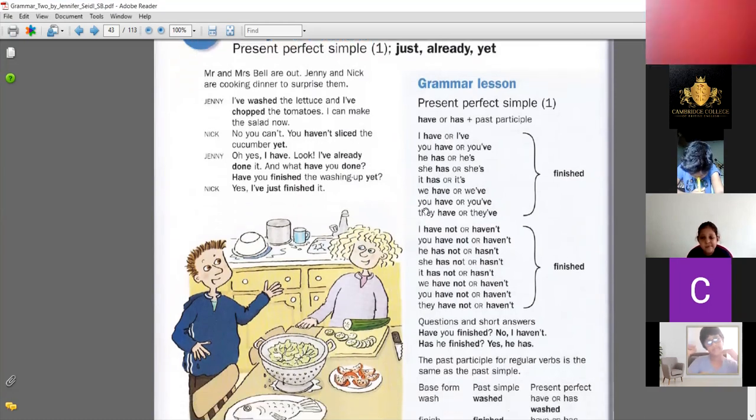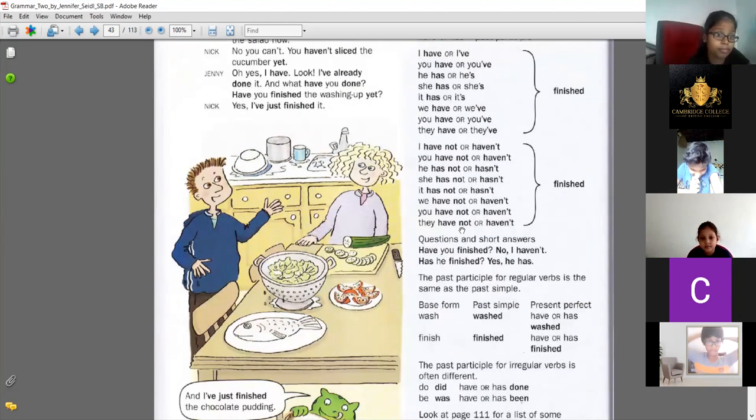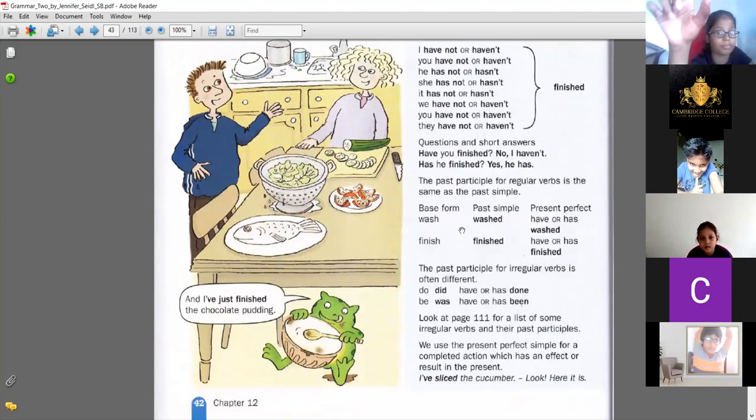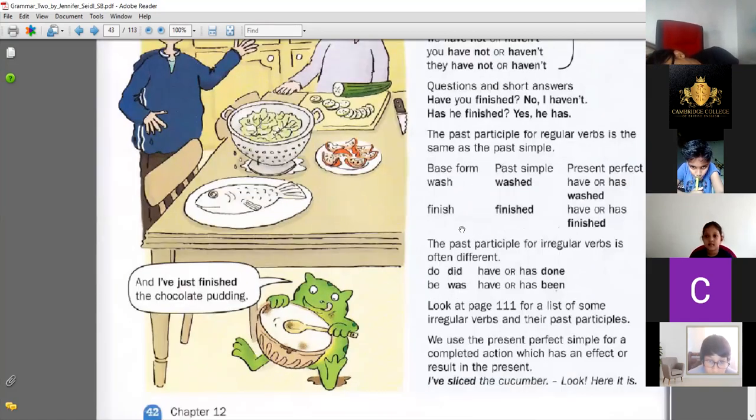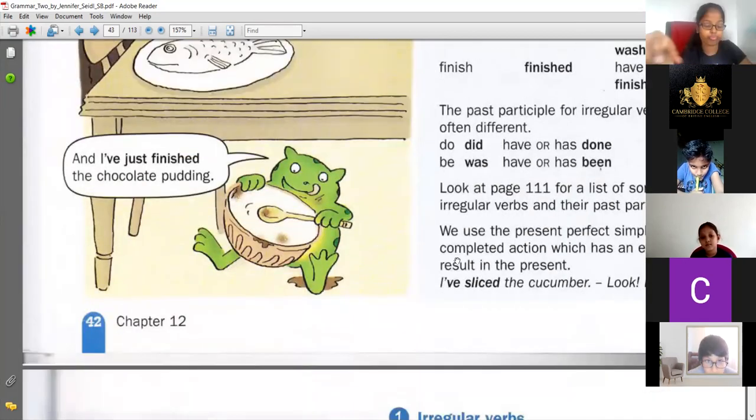All right, here you can see. You can see here. Last sentence. Can you see the last sentence? We use the present perfect simple for a completed action which has an effect or results in the present.